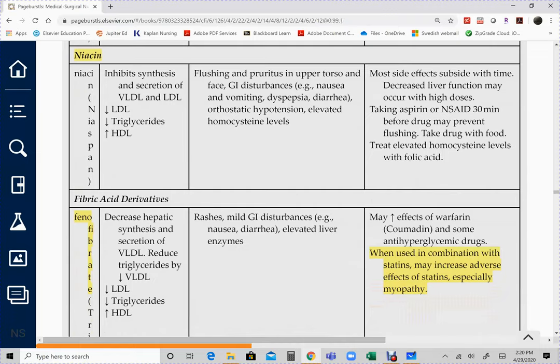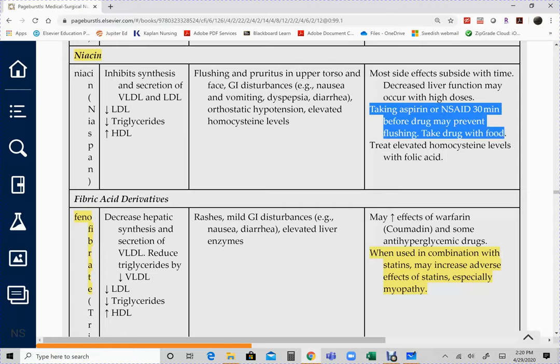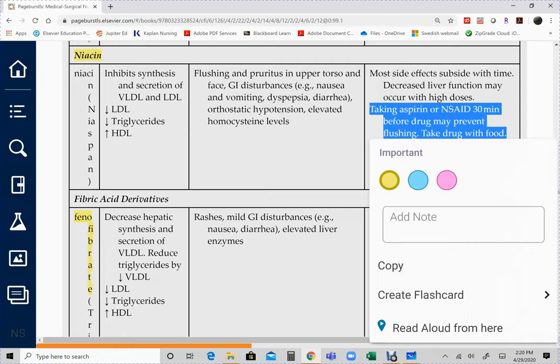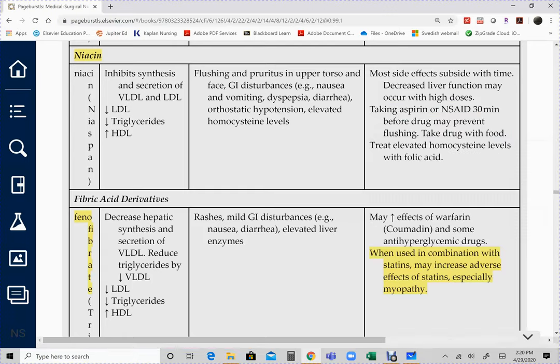Here's niacin or vitamin B3. Here are the side effects. Take note that most side effects subside with time. However, it still causes decreased liver function. And here is advice in order to decrease the flushing and the pruritus that may occur.